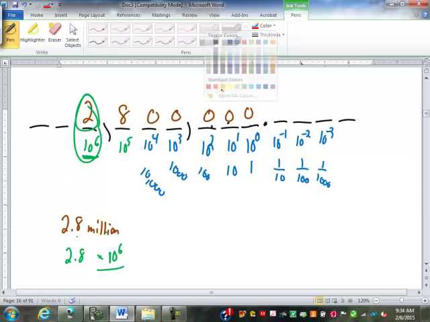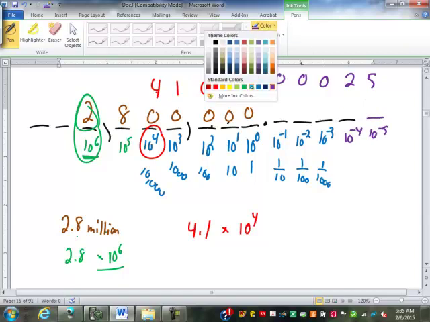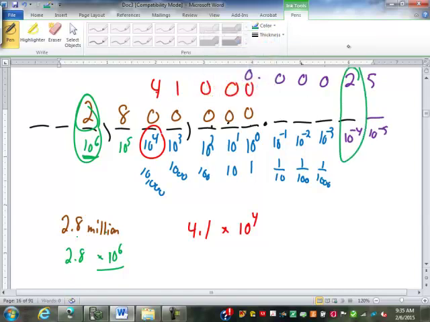So if I have 41,000, we can do the same thing. The 4 is in the 10 to the 4th place. So we're going to make that 4.1 times 10 to the 4th. Or if we had a decimal, 0.00025. 10 to the negative 4, 10 to the negative 5th. We find the first digit that isn't a 0 is the 2. So this would be 2.5, and that 2 is in the 10 to the negative 4th place. So 10 to the negative 4.